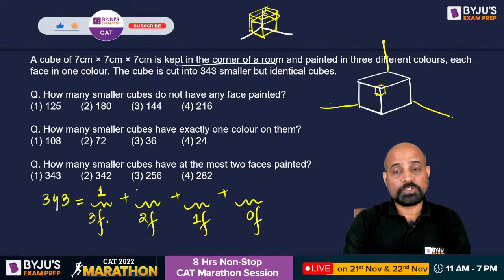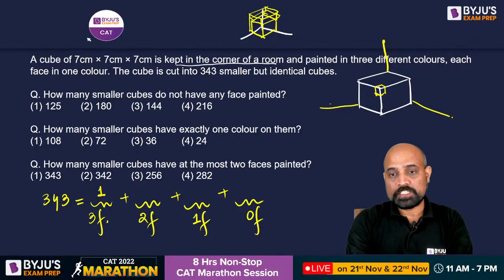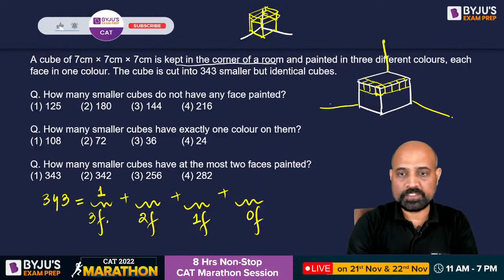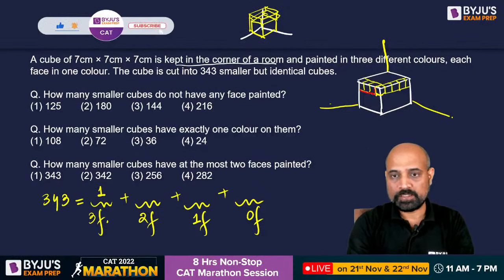Now, let's talk about 2 faces painted. 2 faces painted are going to be found at these edges. So this edge and then at this edge, we are going to find cubes with 2 faces painted. So I'm going to use a different color for 2 faces painted. So these cubes.